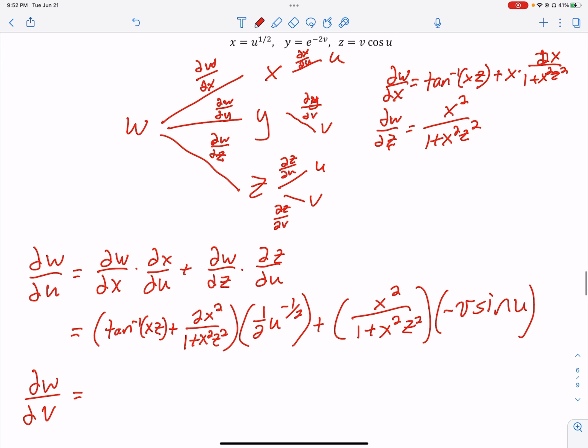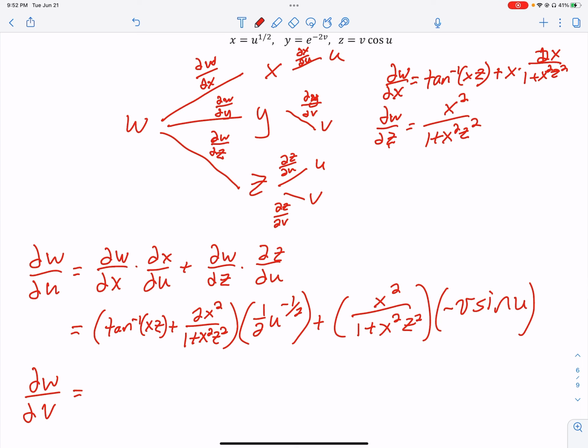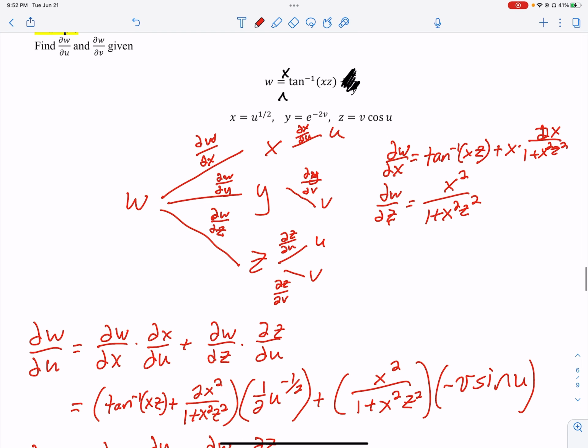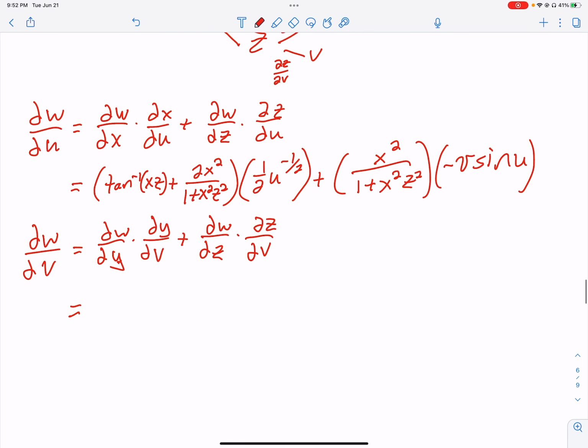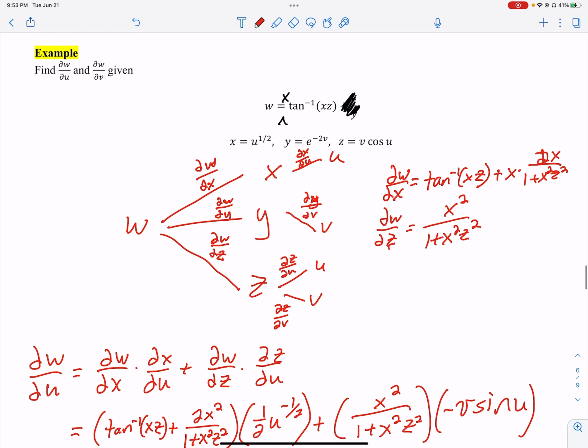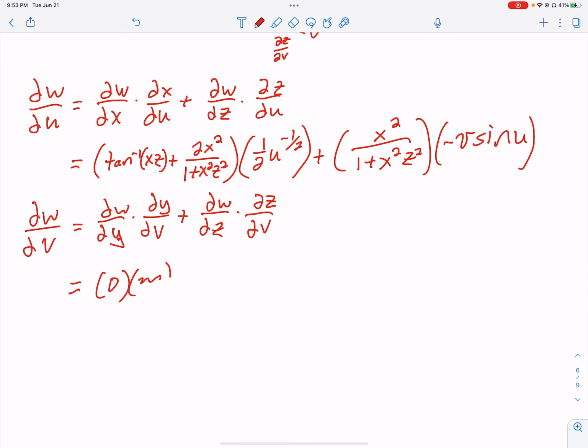Okay, if I follow those paths up here, x does not have a v, so I don't need to go that route, but I do have dw dy times the partial y with respect to v plus partial w with the partial z times partial z with respect to v. Okay, there is no y in my w, so I get a 0. It doesn't matter what this is, so I'm just going to do that.